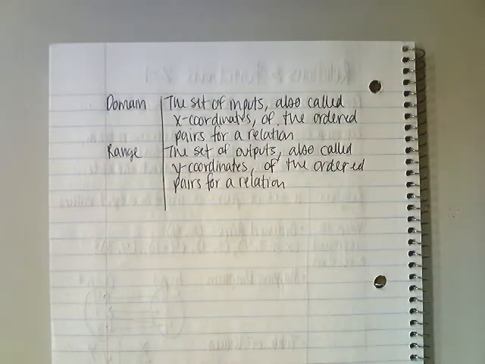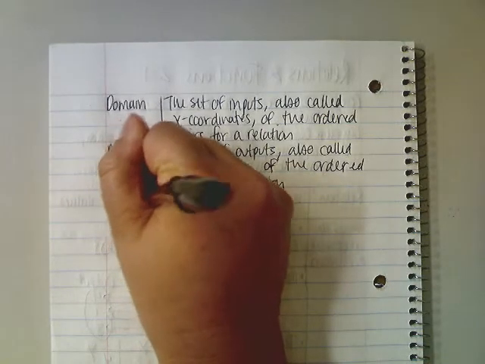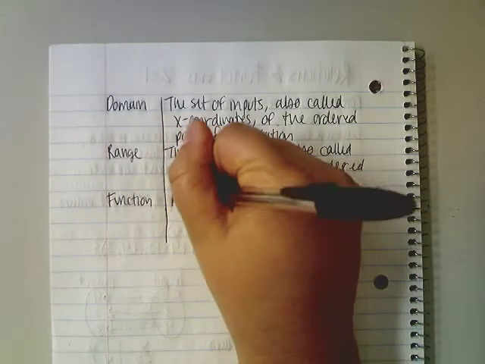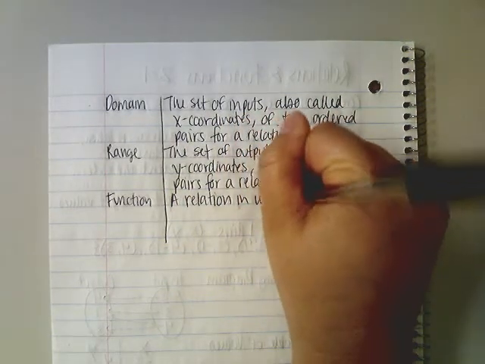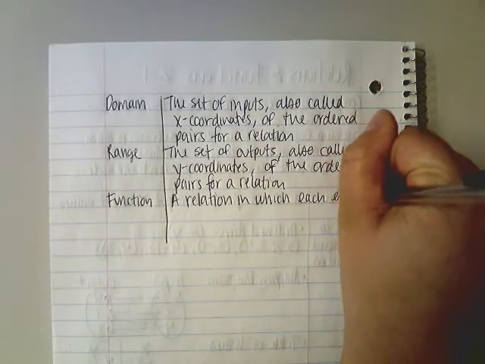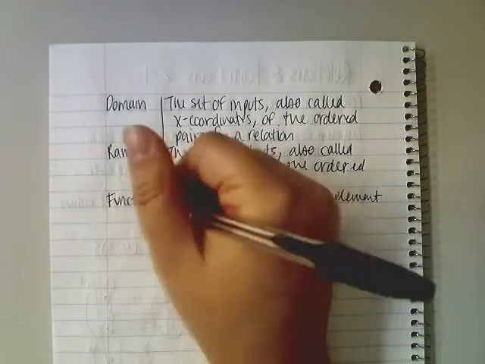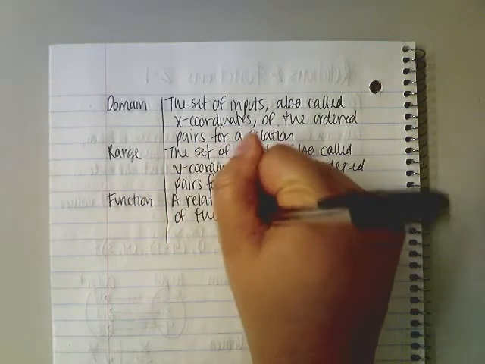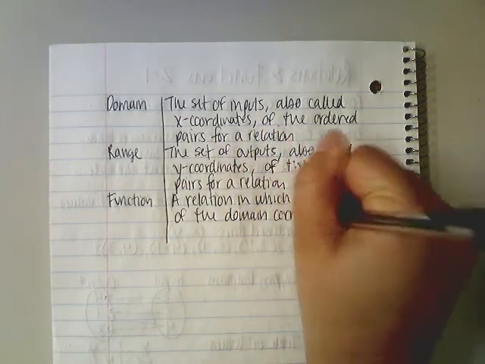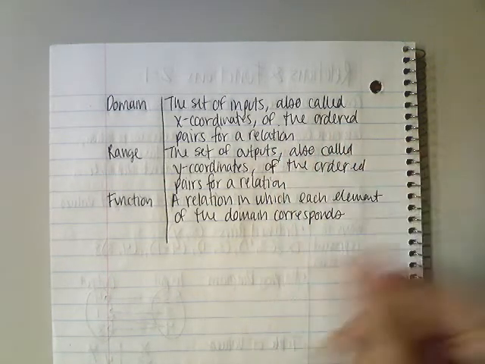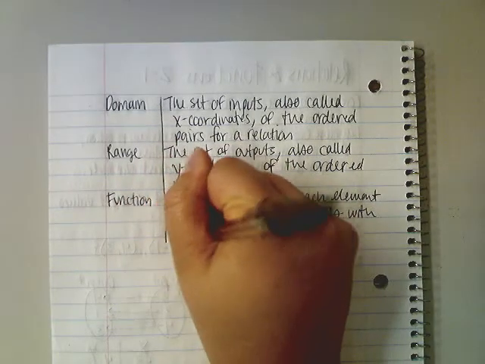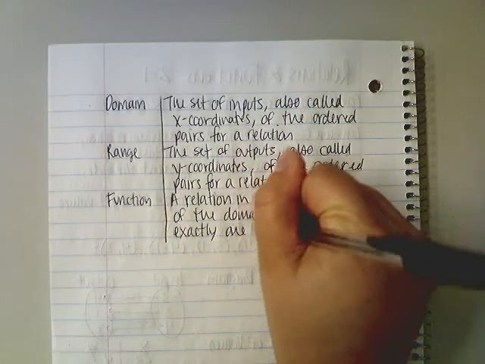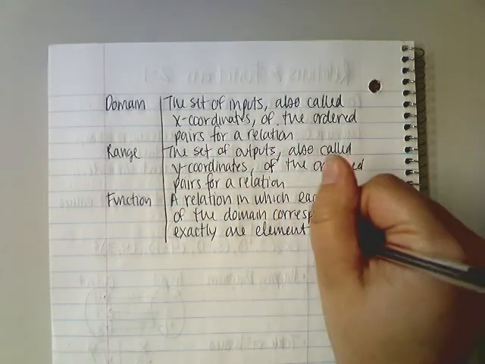Great. Last term we're going to define, very importantly, a function. A function is a subset of relations. So a function is a relation in which each element of the domain corresponds, or connects with, exactly one element of the range.